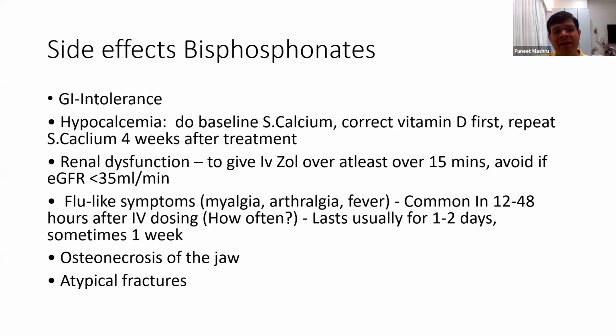Then renal dysfunction: we should give IV zoledronate over at least 15 minutes. If we give it faster, that may cause an AKI. We should avoid it if the eGFR is less than 35 ml per minute.